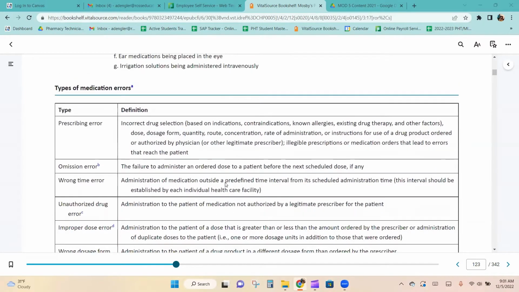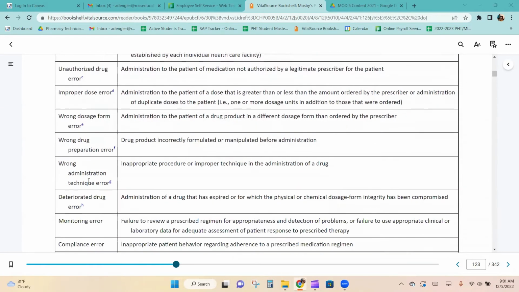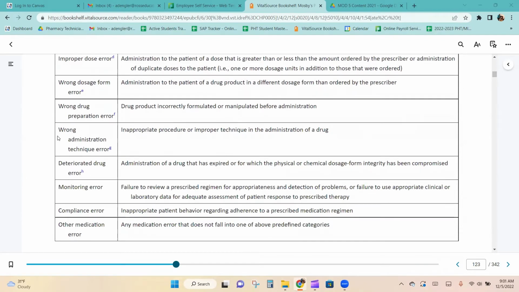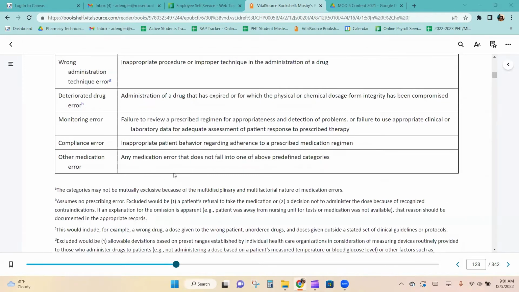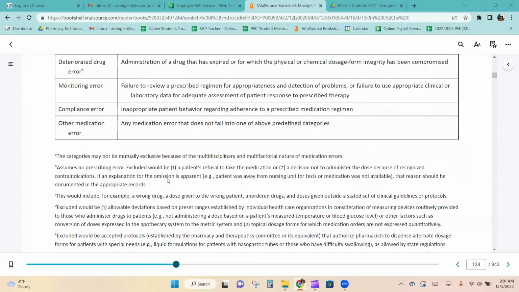And then we have a bunch of different types of error. Again, prescribing error, omission error, wrong time, unauthorized drug error, improper dose, wrong dosage form error, wrong drug preparation error, wrong administration technique error, deteriorated drug error, monitoring error, compliance error, or other medication error. So this is a good chart here, I think.